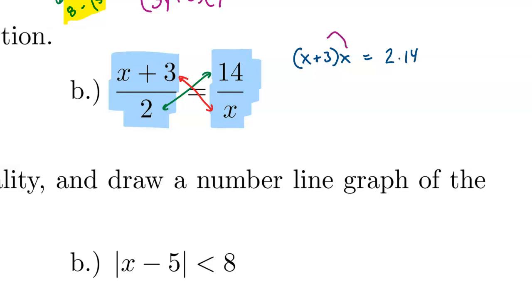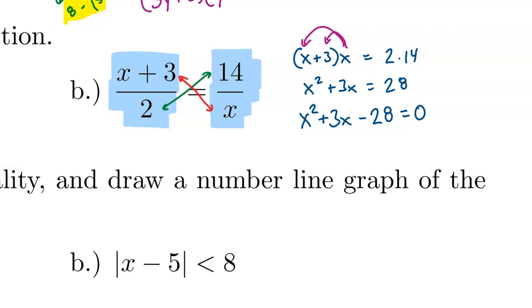The x here I can distribute across the parentheses to the terms in the binomial there. I end up with x squared plus 3x equals 28, which is a quadratic equation. So let me put it into standard form. If I subtract 28 from both sides, I get x squared plus 3x minus 28 equals 0.